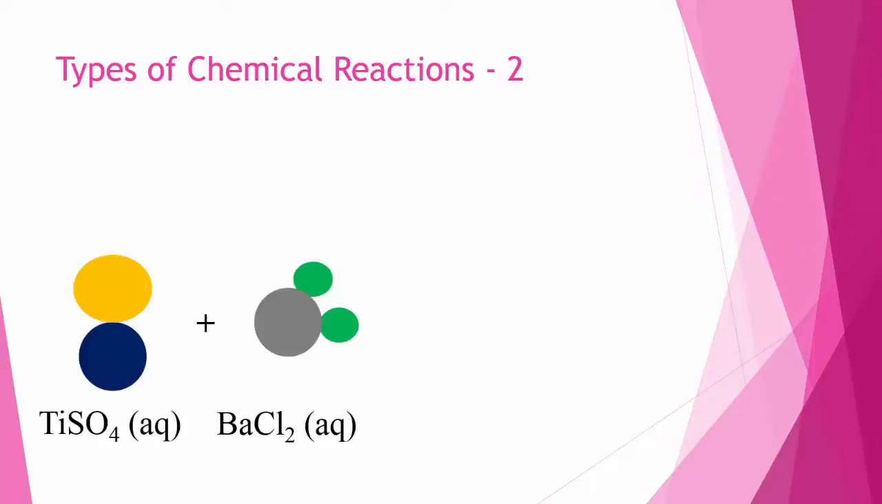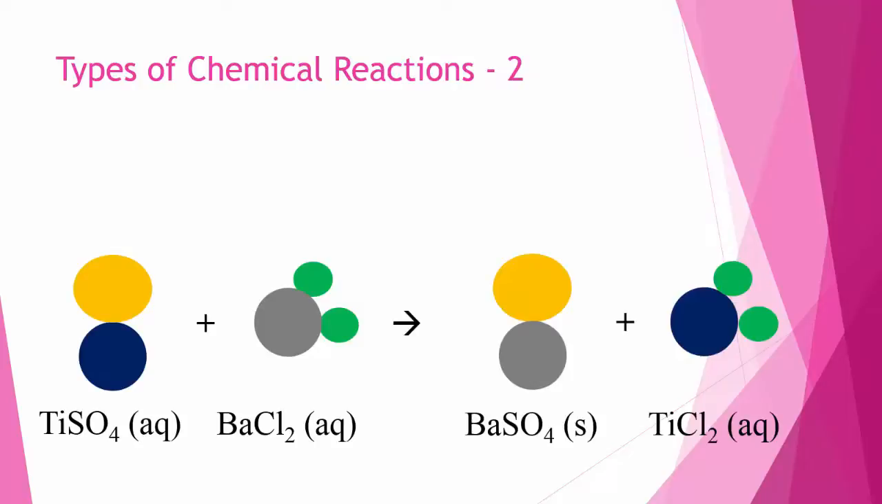Titanium 2 sulfate can react with barium chloride, and they will produce barium sulfate, which is a solid, and titanium 2 chloride, which will remain aqueous. What you would see here are 2 clear liquids being mixed together, and then a whitish solid would appear in the liquid and would eventually float to the bottom.